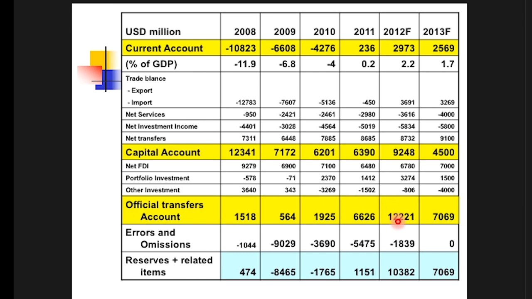But for other years, for example 2011, we have a surplus in all the accounts, both the current account and the capital account. So finally, the balance of payments also has a surplus.